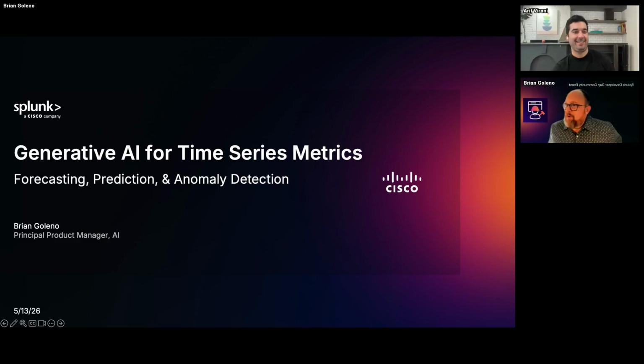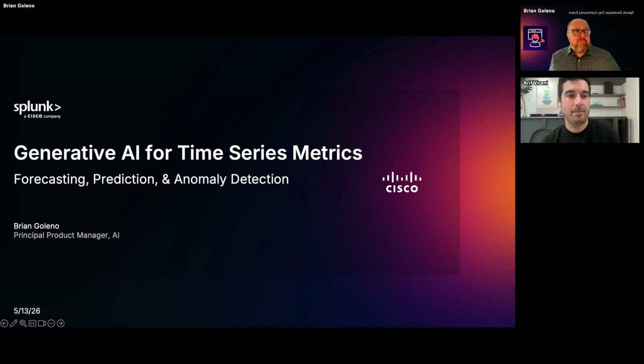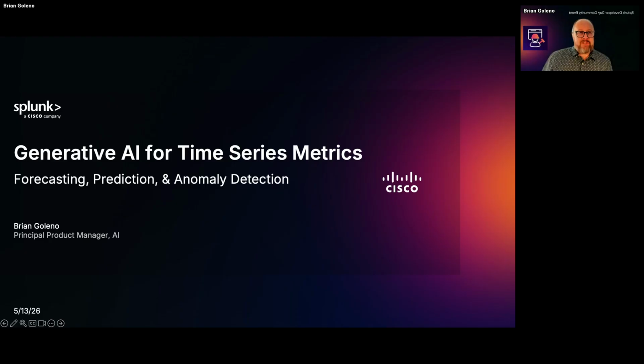Generative AI for time series metrics is the topic, and we're talking about forecasting, prediction, and anomaly detection. I'm the principal product manager for the Cisco time series model in our Essential AI team, and that's what we'll be talking about today.